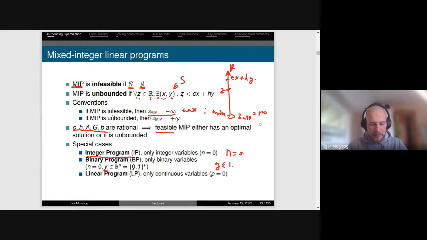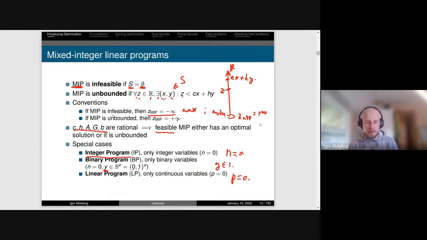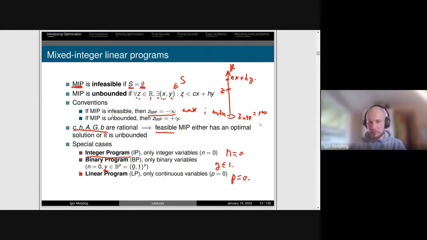The linear program is also a special case of mixed integer linear program, but instead of n being equal to 0, you say that p is equal to 0. So all of these are special cases, and mixed integer linear program is some sort of a generalization of these special cases. Once again, a linear program is the easy special case, while the integer program and the binary program are actually hard special cases. Any questions about mixed integer linear programs?